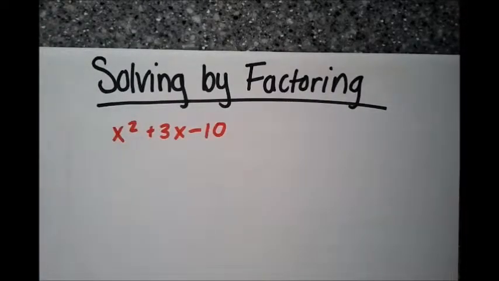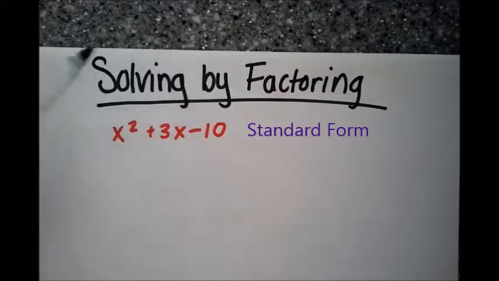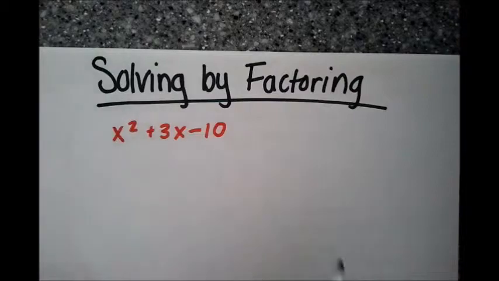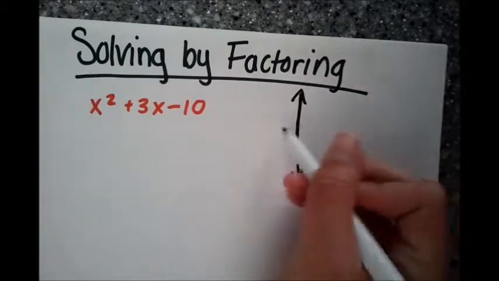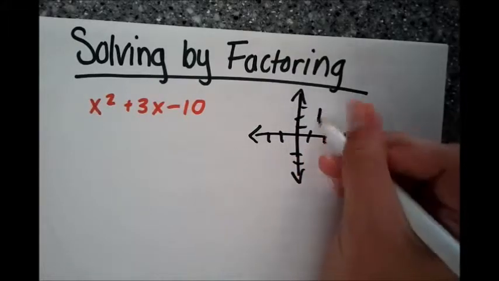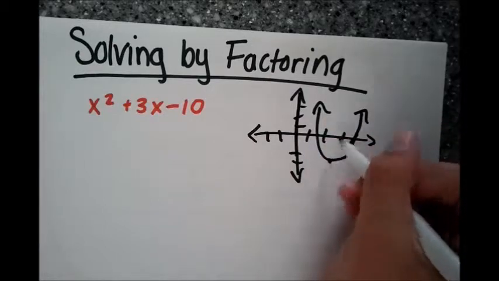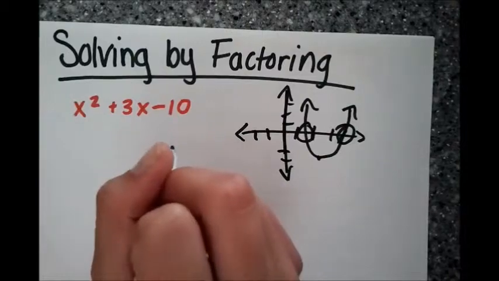And here we go with solving by factoring. Here is an example problem, x squared plus 3x minus 10. Our goal is to find at what 2 points the parabola crosses the x-axis on a graph. For example, if this was a random graph, these are the 2 points that we're trying to find by solving this.